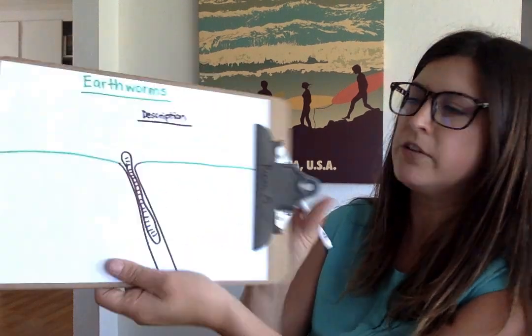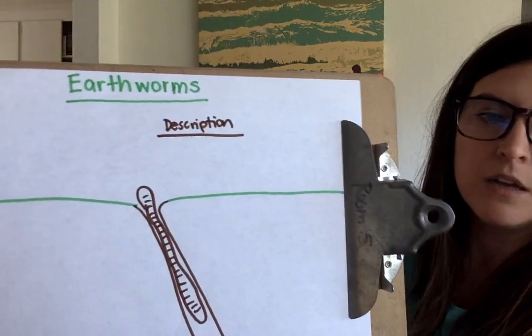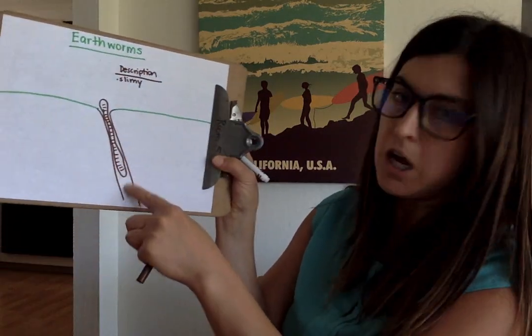Good. I heard a lot of good ideas. So here I wrote the word description. Say that with me. Description. We're going to describe the worm. I heard some people say slimy. Worms are slimy. They almost feel a little wet. Worms are long. Say that with me. Worms are long. Are worms wide or skinny? Right, skinny. So say worms are skinny.